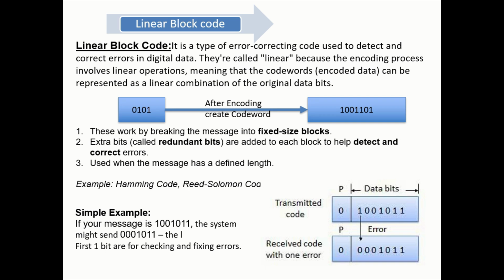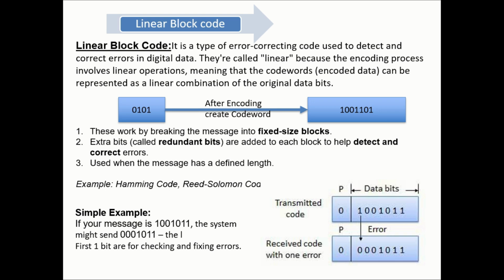A linear block code is a type of error correcting code used to detect and correct errors in digital data. They are called linear because the encoding process involves linear operations. You can see the message over here, 0100101. After encoding, it will create a code word, the encoded data, 1001101. So this is a linear combination of the original data, which is encoded after encoding. So using the linear block code we can do these things with our original data.